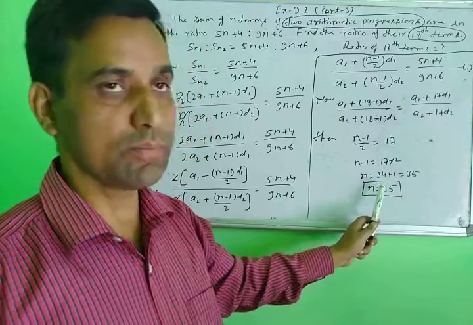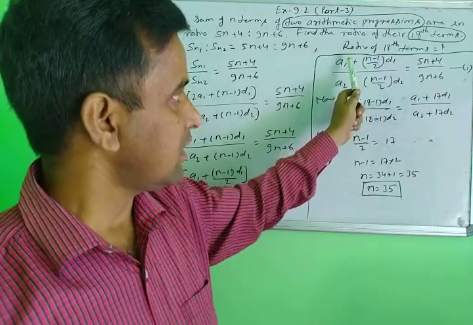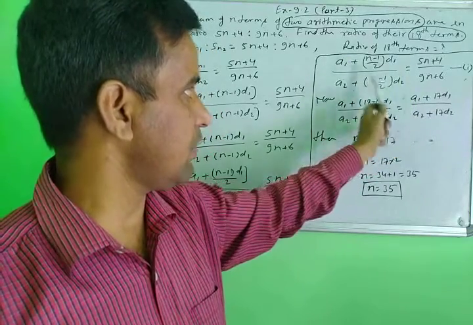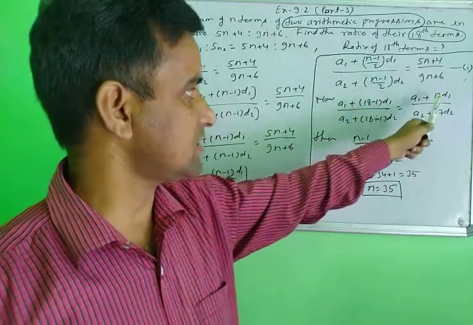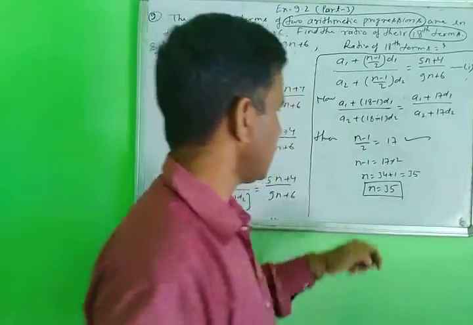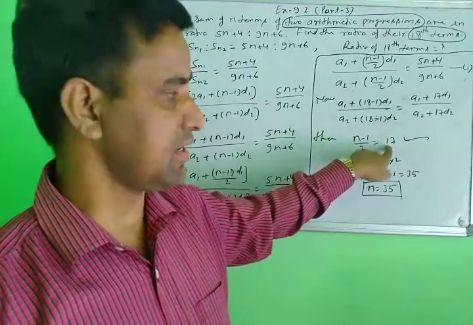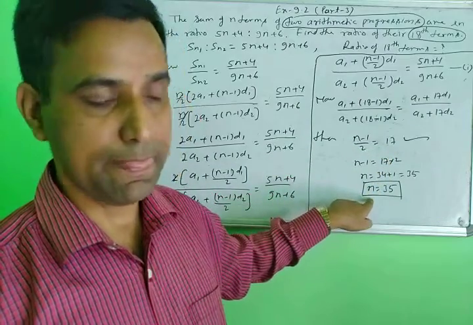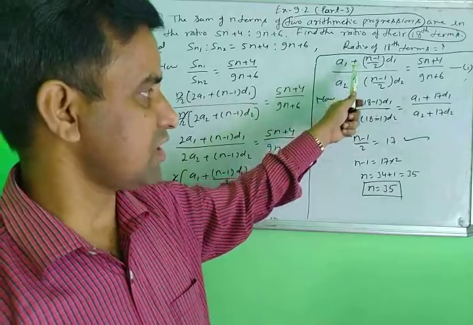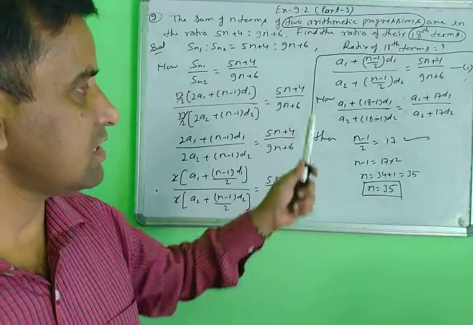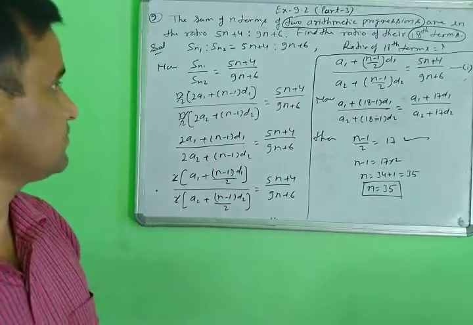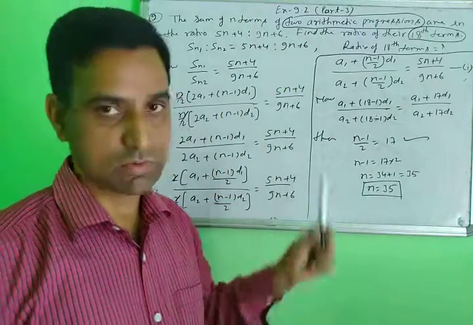How to find the value of n? You equate in equation first: you equate this a1 and (n minus 1) upon 2 to 17. Equating here, (n minus 1) upon 2 equals 17, then you get n equal to 35. Then you put the value in equation first, and then you will get the correct answer for the ratio of the 18th terms. You note it down, then we will complete this test work.